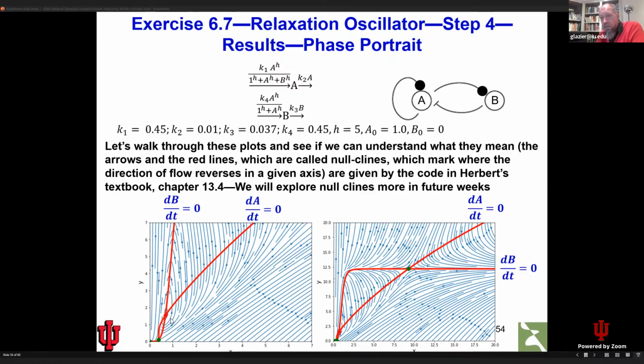You'll notice wherever two null lines cross, you have a fixed point. You have a fixed point when the derivative of both A and B is 0, and that's precisely where they cross. You'll notice they cross twice. There's this green dot basically along the x-axis. And then there's a second dot, which is red, which is here at a value of about 0.8, 1.5.